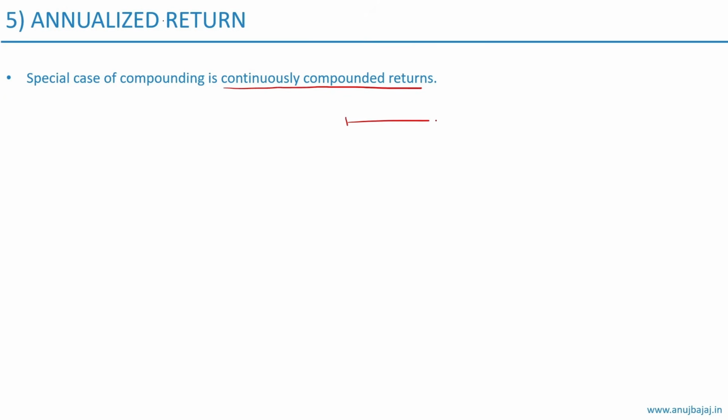We have looked at annual compounding, semi-annual compounding, quarterly and daily compounding. Now let us look at a special case of compounding, which is continuously compounded returns. In this scenario, the interest earned gets compounded on a continuous basis. That is, the interest gets compounded every second, every millisecond. Suppose I invested $100 and the interest rate is 10% per annum continuously compounded. So what is the future value?